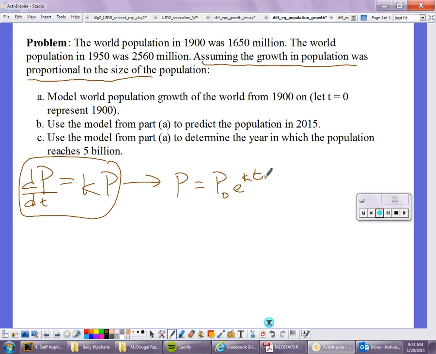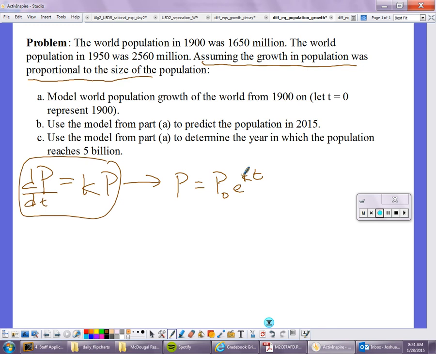Okay, use the population growth of the world from 1900 on, and let t equals 0. Model world population growth. I think I should say find a model of world population growth from 1900 on. So t equals 0 is going to be 1900. All right, so what we're really trying to find here is k. The first thing we need to find is what is that percentage that's giving us this population growth.